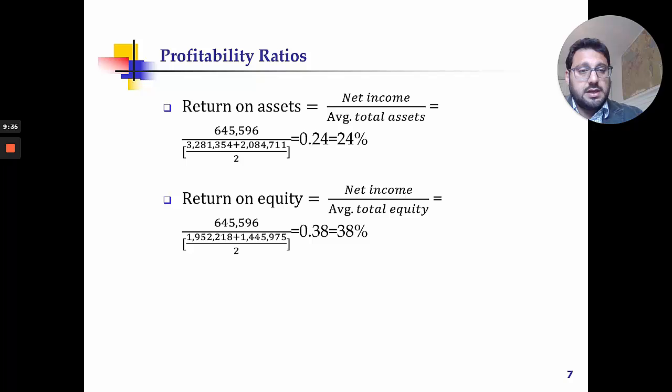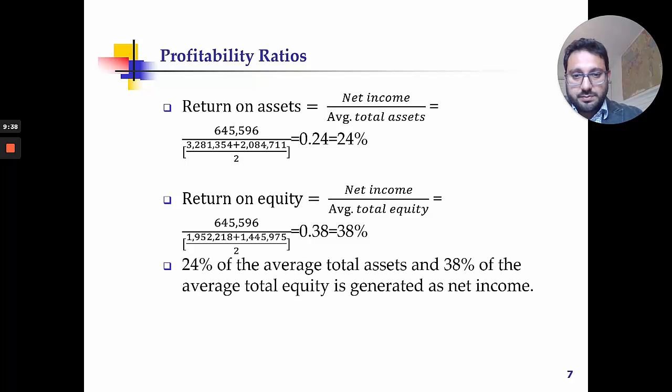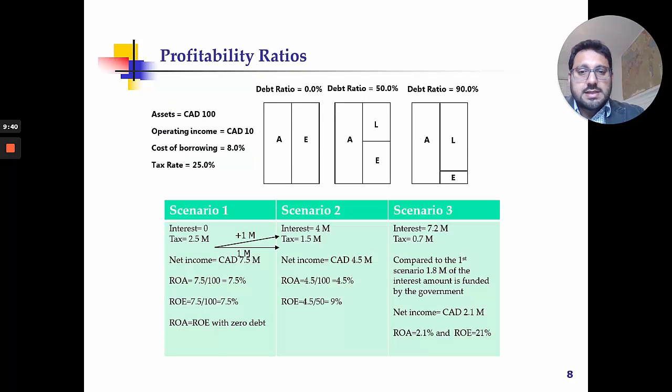This will show how debt can impact your return on equity. There is a company whose assets are 100 million. Say all these numbers are in million, so 100 million Canadian dollars. Operating income is $10 million. The cost of borrowing is 8%, and the tax rate is 25%.